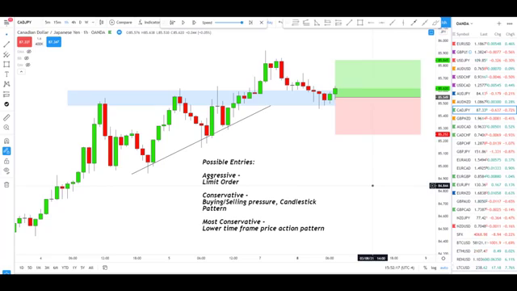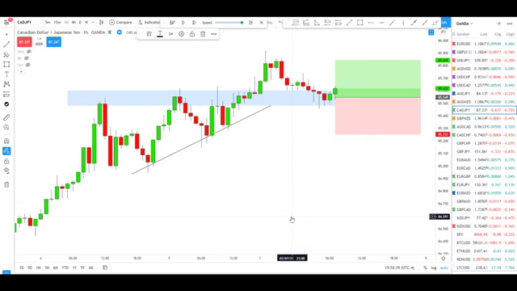Now that we've gone over entries, let's discuss stops and targets, which are going to be slightly different depending on the way you enter these trades.